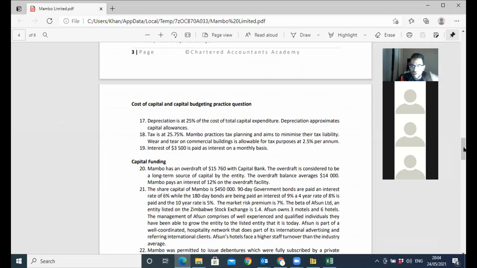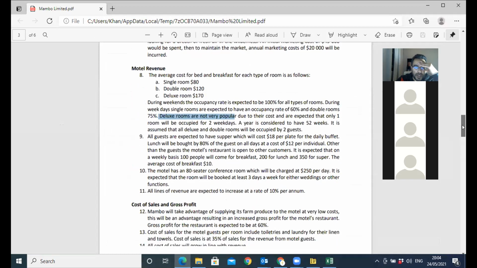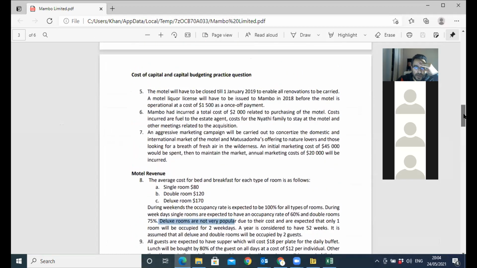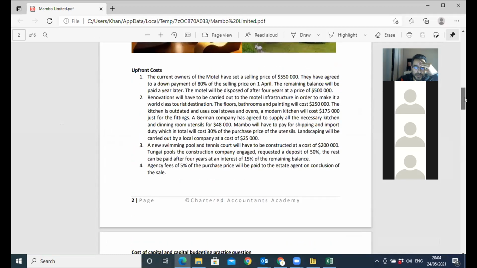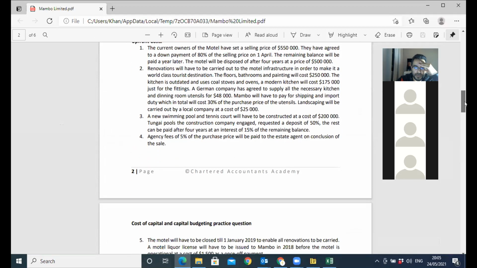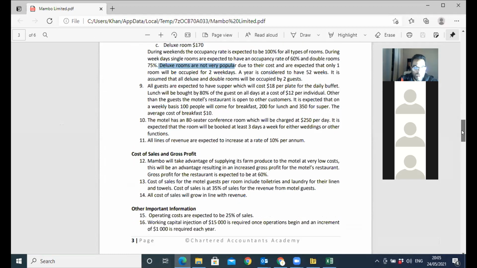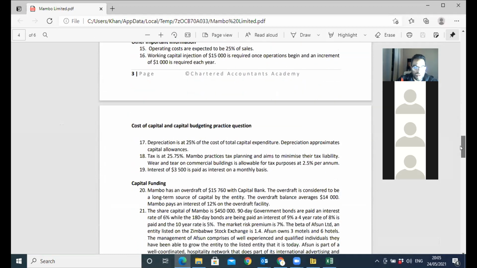Okay, so let me just see, what did we need over here? Buildings, and what else did they have? Okay. So what are they saying? Now I must read number 17. They say depreciation is 25% of the total capital expenditure. Depreciation approximates capital allowances. Okay.